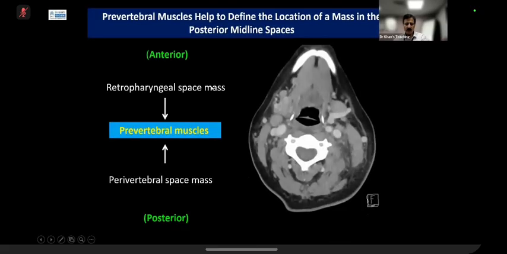Now, this is the principle. How do you reach a conclusion that the mass is in the retropharyngeal space? The mass can be an abscess also. You have to look at the prevertebral muscle. So this is the prevertebral muscle, and if it is in the retropharyngeal space, it will be anterior to that. So that is the principle.